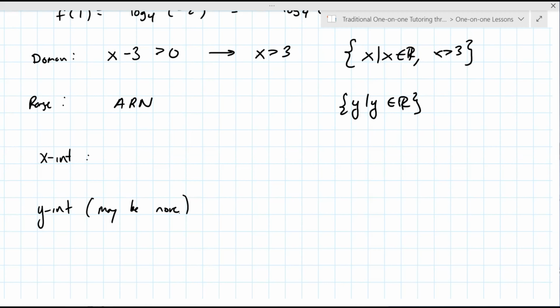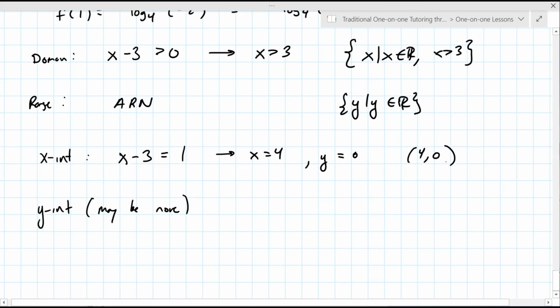Okay, so the x-intercept is 4. That's right. You said x minus 3 equals 1, so x equals 4. And we didn't really say it, but that y equals 0 is what that refers to. So it's this ordered pair. How about the y-intercept? Are you still working on that?